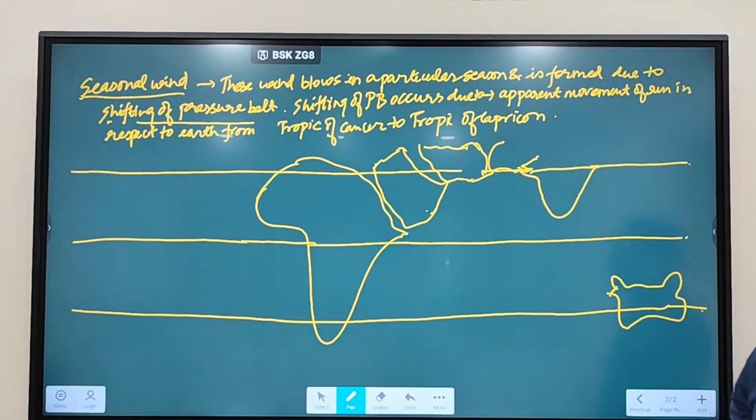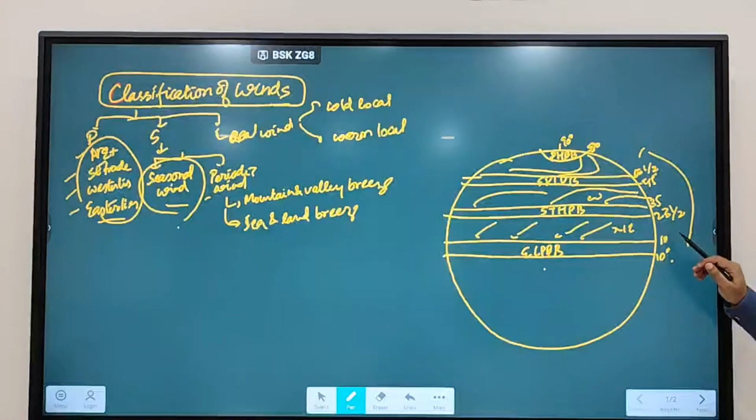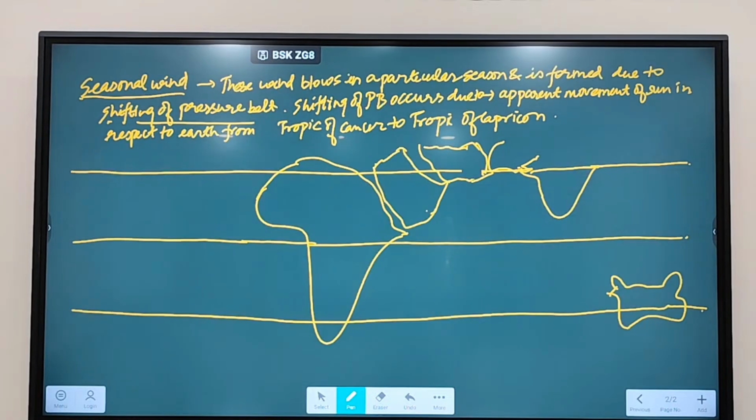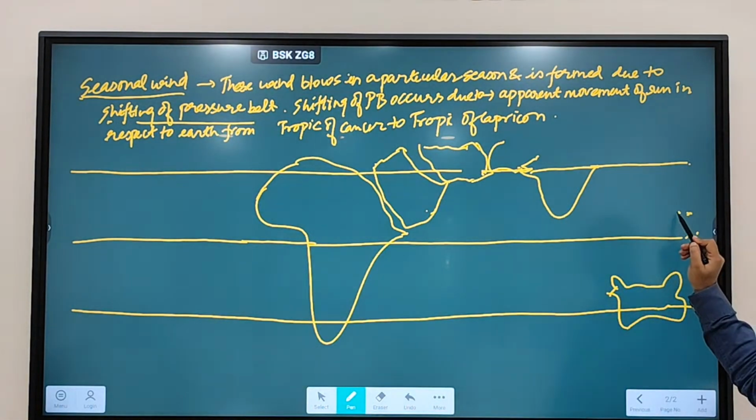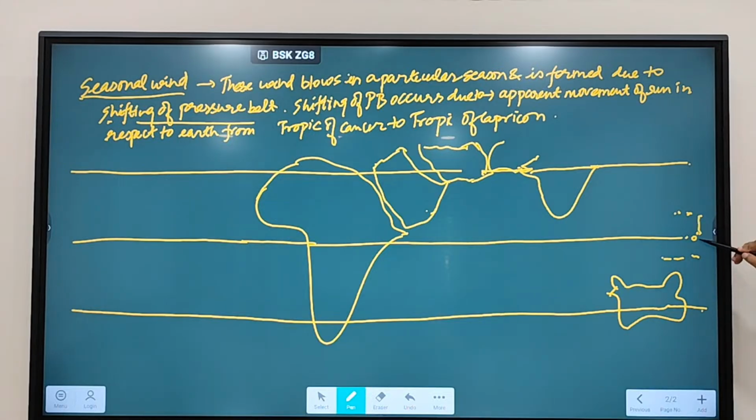As we discussed, what is the position of the equatorial low pressure belt? Generally between 10° north to 10° south. So what does 10 degrees north to 10 degrees south mean? This is the equator region, so the extension should be between this. This is the extension of the equatorial low pressure belt, 10 degrees north to 10 degrees south.